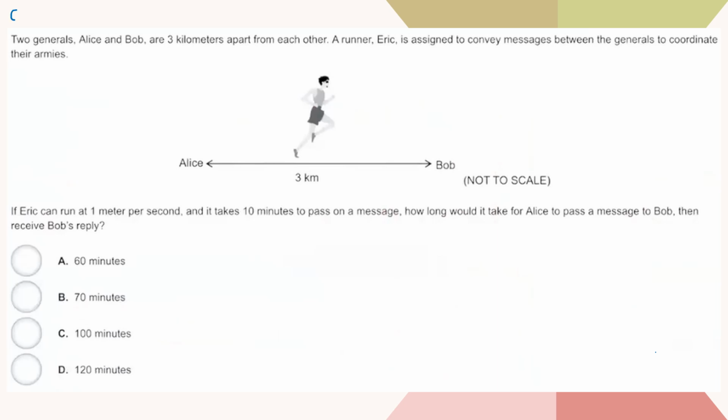Question 1. We have two generals, Alice and Bob, who are 3 kilometers apart from each other. A messenger is assigned to convey messages between the generals to coordinate the armies. If Eric can run at 1 meter per second and it takes 10 minutes to pass on a message, how long will it take for Eric to take a message from Alice to Bob, then receive Bob's reply? So we have underlined this, right?